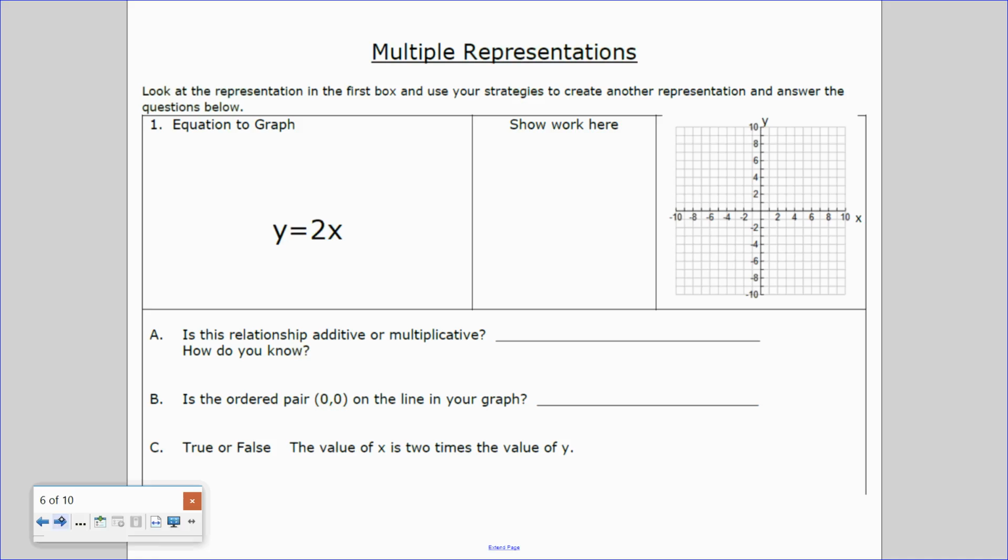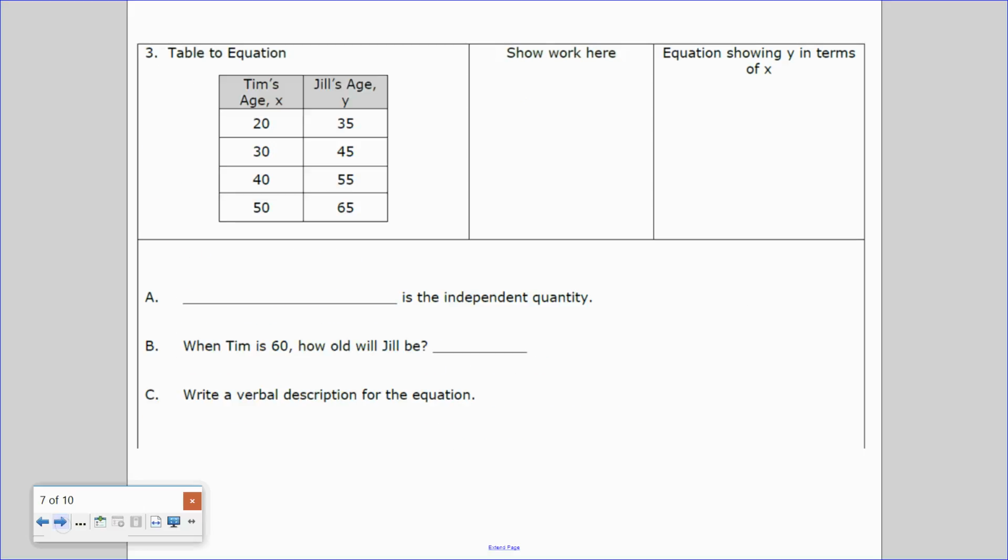And if you need just a little more practice, we could practice one more. Here is a table. What is the relationship here between Tim's age and Jill's age? Is it multiplying or adding? I believe it's adding 15. So write an equation: y equals x plus 15.